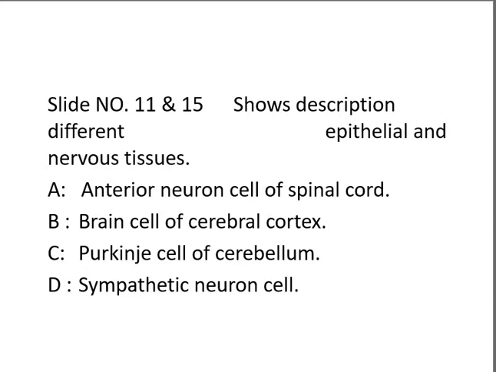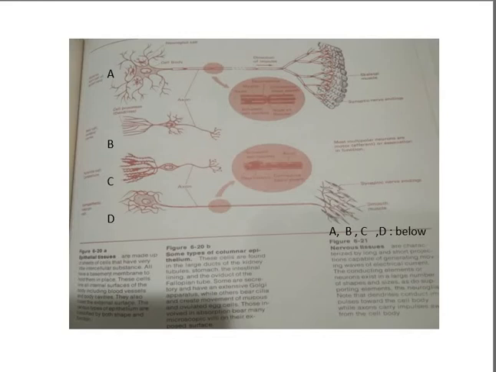A shows anterior neuron cells of spinal cord, B shows brain cell of cerebral cortex, C Purkinje cells of the cerebellum, D shows sympathetic neuron cells. These, dear students, are different types of nervous tissues and nerve cells, A, B, C, D, and the description of A, B, C, D is together here in the left corner below. You can read it and take notes easily.